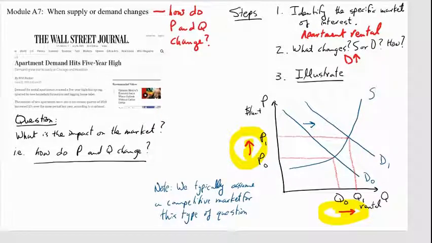So in this case, what we can very clearly say is that this increase in apartment demand leads to higher prices to rent an apartment. And depending where we are on the supply curve, we may see either a small or a larger change in the number of rentals that are made available.